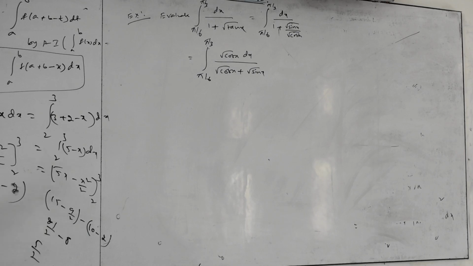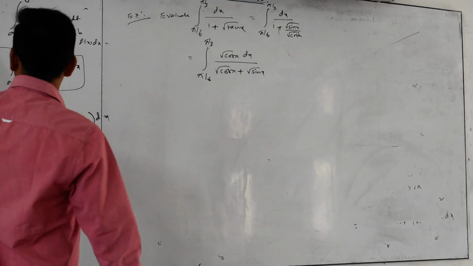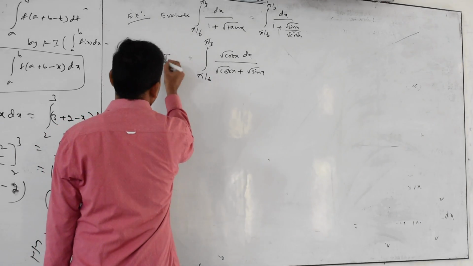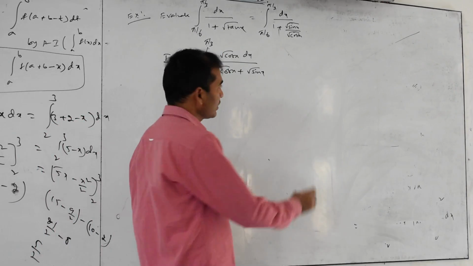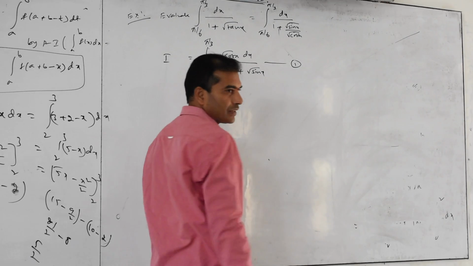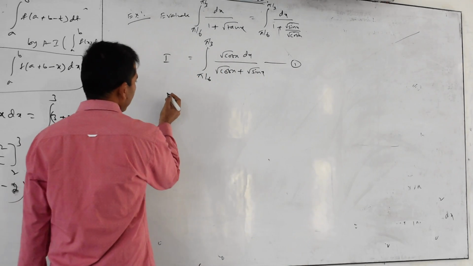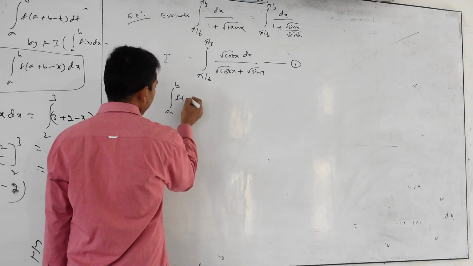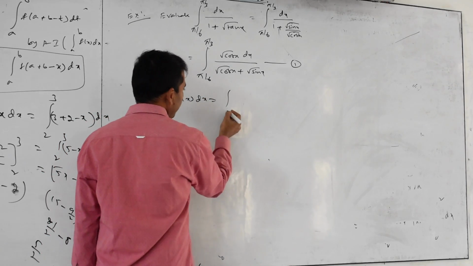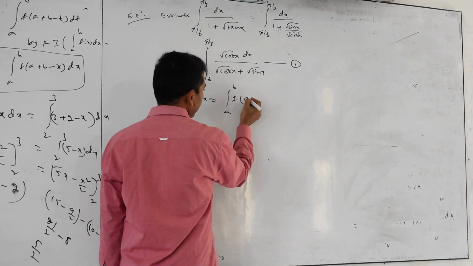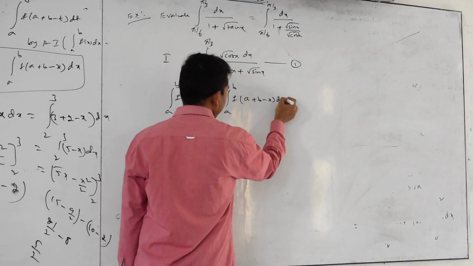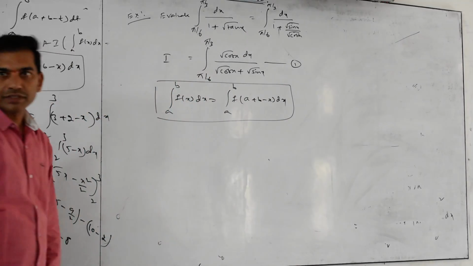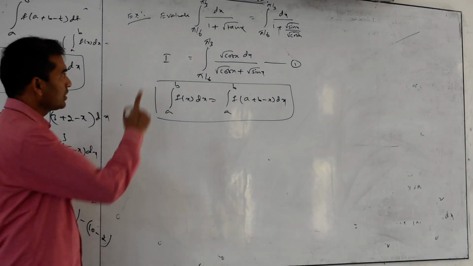Okay. So how can we find this value by using properties? Let this be I, where I means the integral. It is equation 1. Now I am going to apply the properties. Tell me the properties. Integration of a to b f of x dx equals integration of a to b f of a plus b minus x dx. What is this property? x is replaced by the sum of the limits minus x.